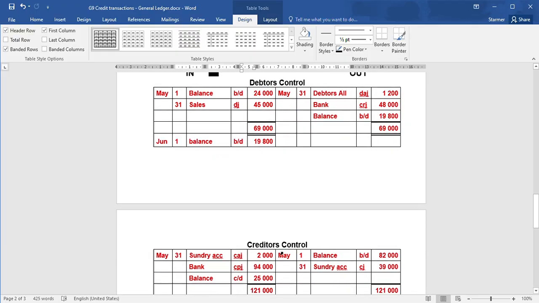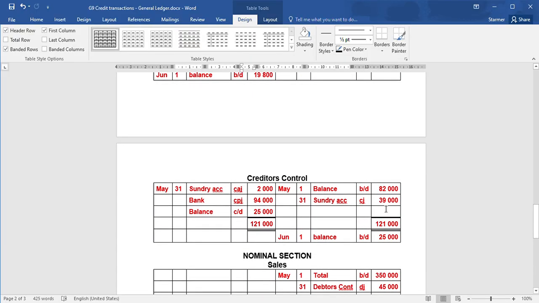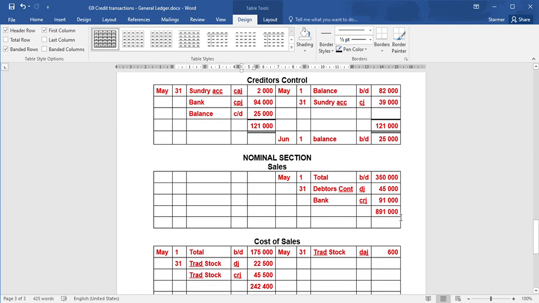With creditors control, we start adding up this side because this is the plus side. So you add up the credit side, take the total across to the debit side, minus everything on the minus side to get the balance, and bring the balance down. That shows what I owe everybody altogether. Sales, you just have to add up.